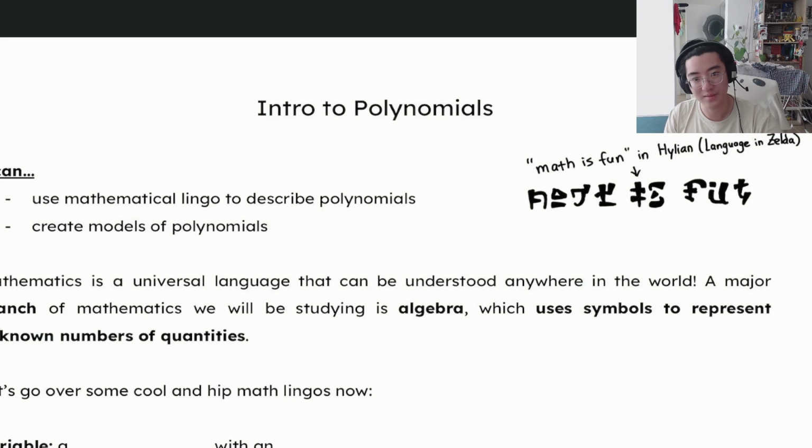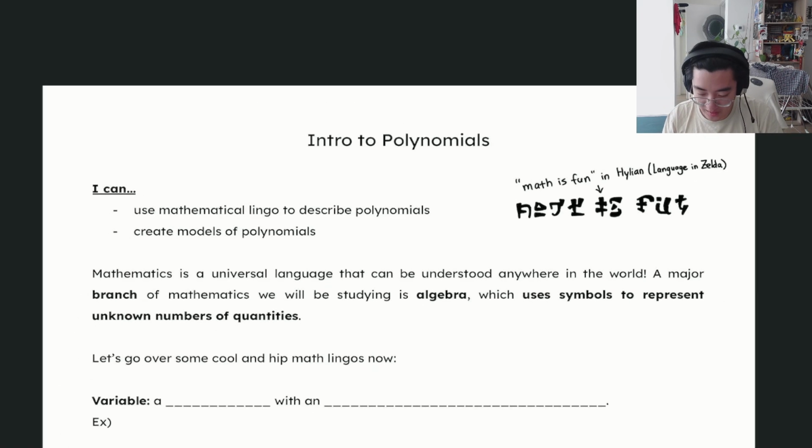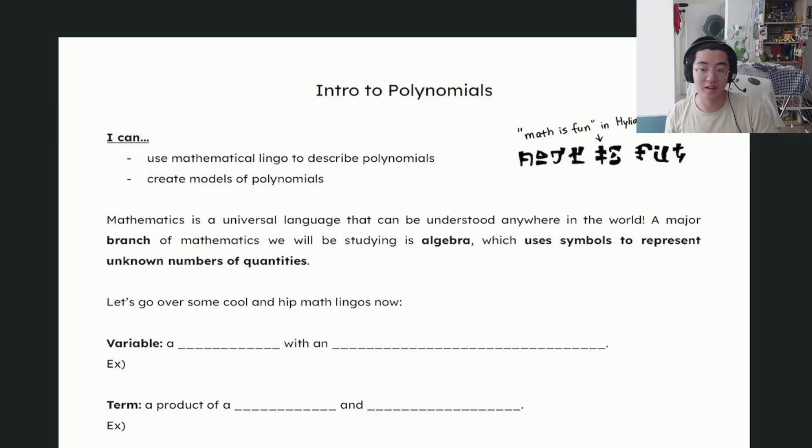Alright, hello everyone. Welcome to our today's lesson on Introduction to Polynomials. In the next unit, we'll be working a lot with polynomials, what they are, how to add them, subtract them, all that kind of fun stuff.